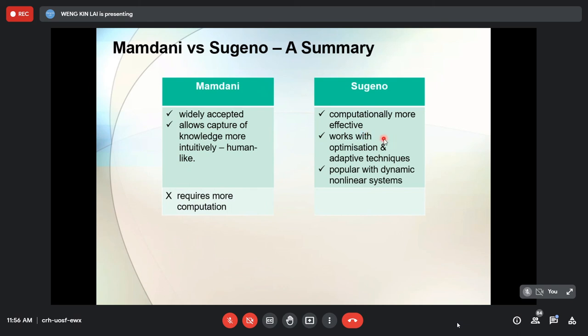As a result, since it's able to work fast, it works very well for optimization and adaptive techniques, and also when used in dynamic systems. Therefore it's popular because it's faster, because for dynamic non-linear systems, the performance and characteristics of the system change quite fast. It's dynamic, so your Sugeno must be able to follow those changes and give you the right answer quickly, not wait for a few seconds later.